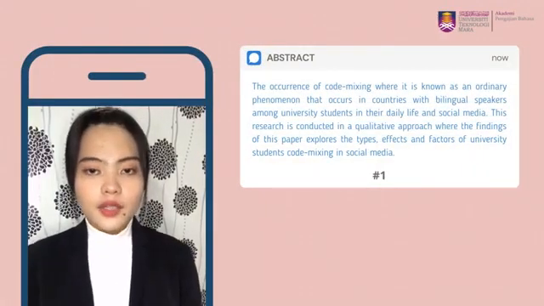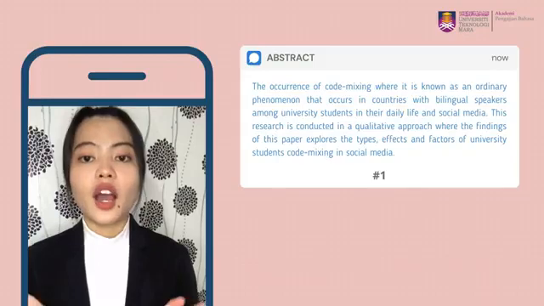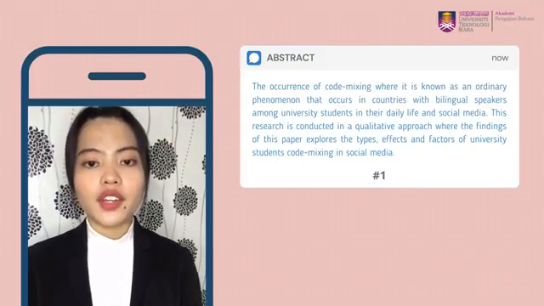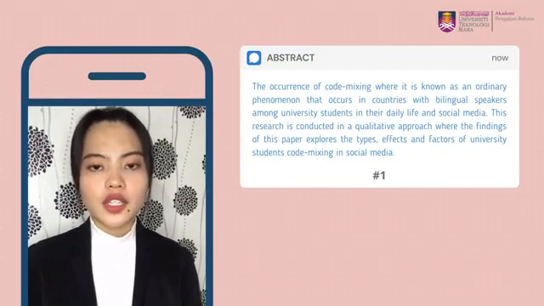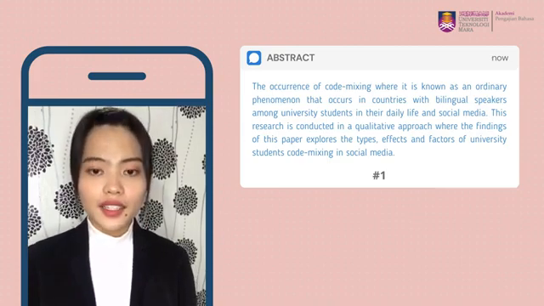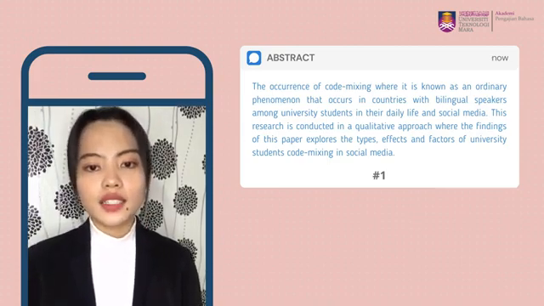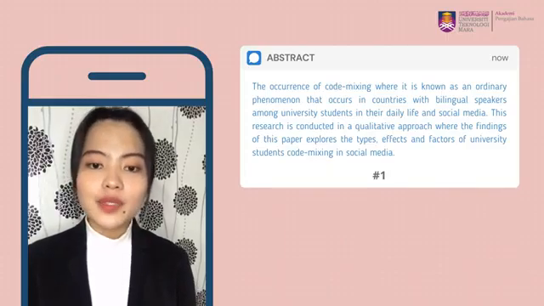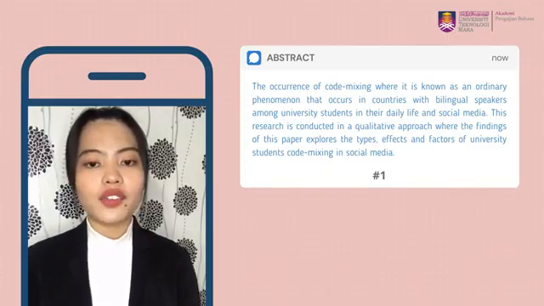Thus, this poster overall represents the occurrence of code mixing, where it is known as an ordinary phenomenon that occurs in countries with bilingual speakers among university students in their daily life and social media. We have conducted this research in a qualitative approach, where the findings of this paper explore the types, effects, and factors of university students' code mixing in social media.